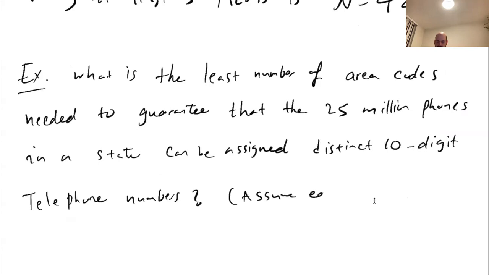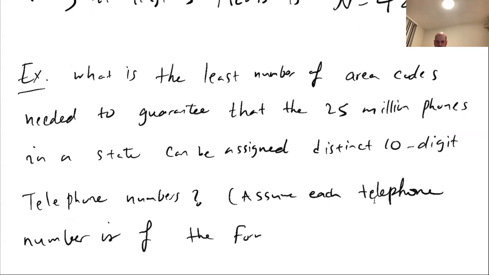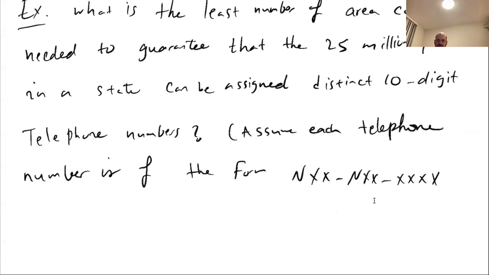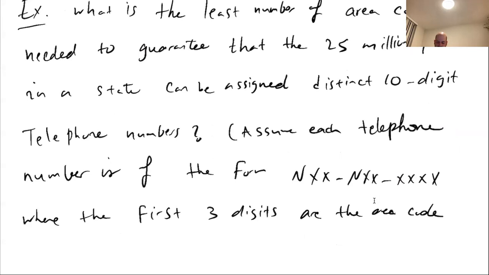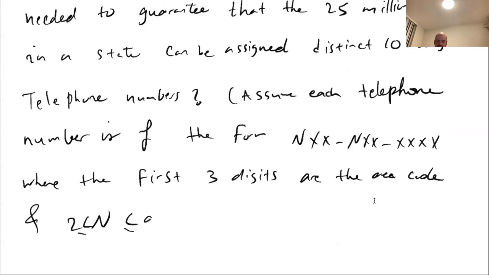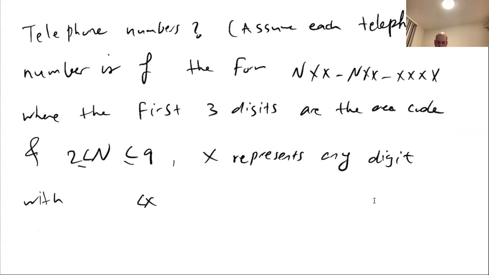Assume each telephone number is of the form NXX-NXX-XXXX, where the first 3 digits are the area code, and N is between 2 and 9, and X represents any digit between 0 and 9.